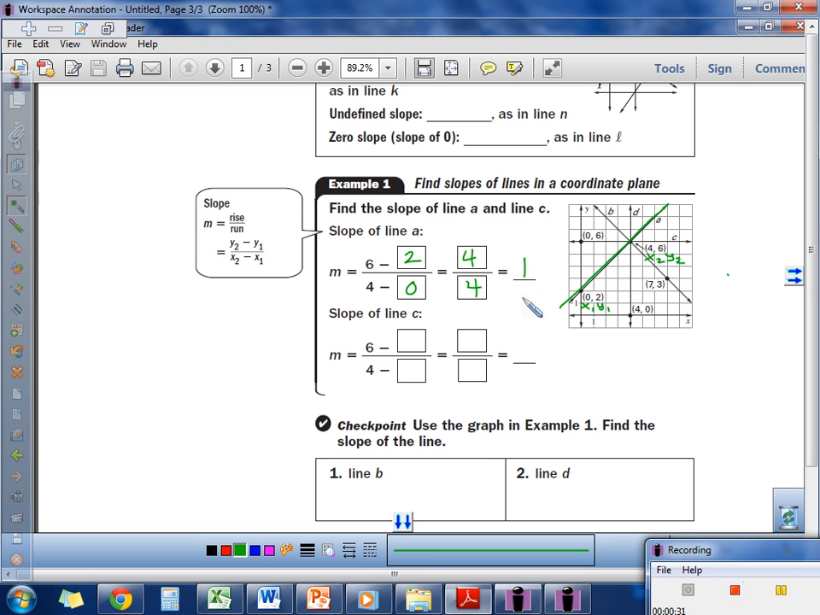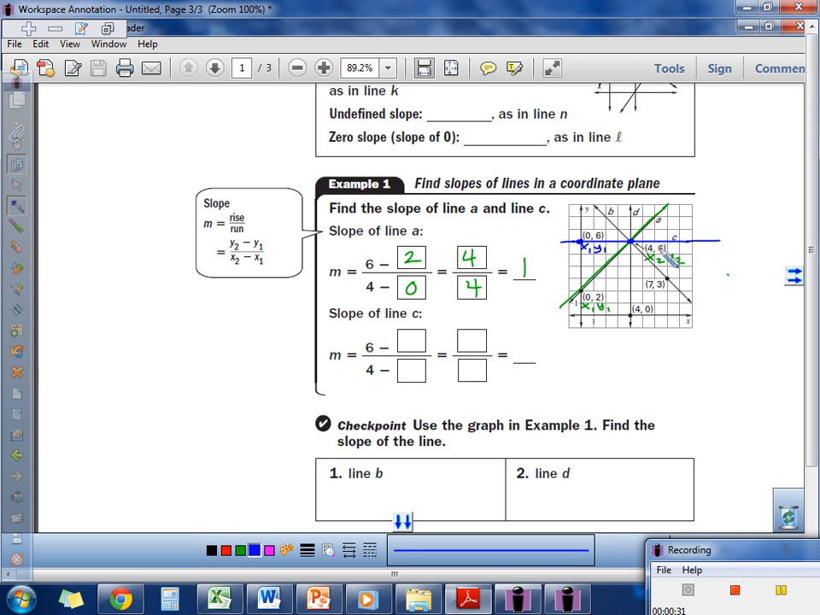Is that a positive slope, negative slope, undefined, or 0? Positive slope. Good. Now we'll switch it up a little bit. We're going to look at line C. Line C is right here. So here are the 2 points on it, 0, 6, and 4, 6. Which one should I label X1, Y1? Because it's leftmost, I'm going to label it X1, Y1.